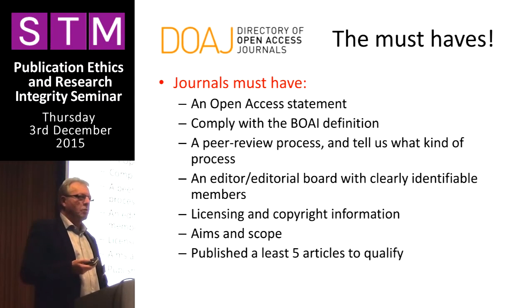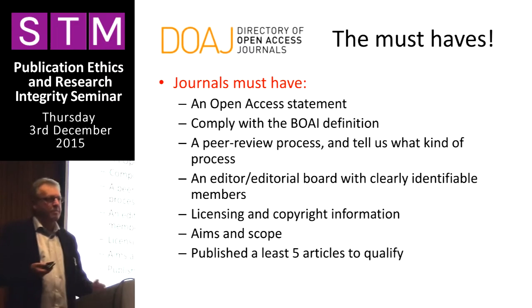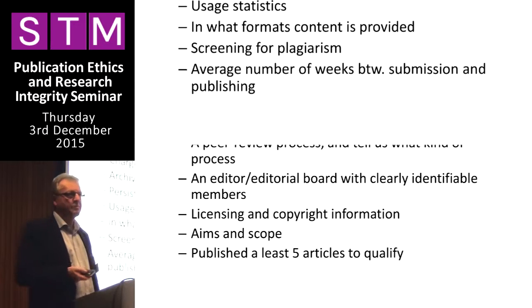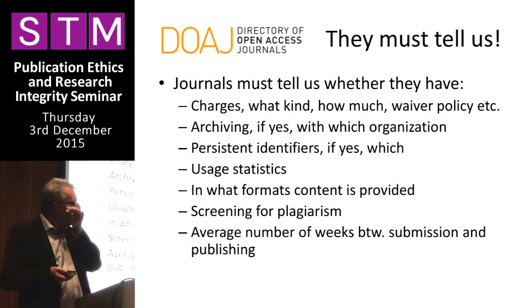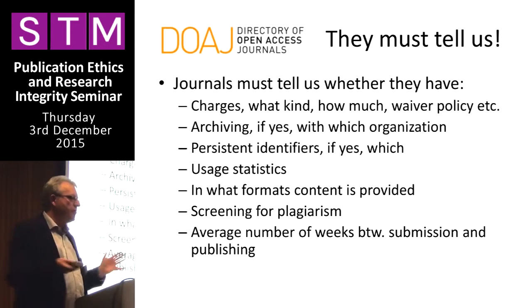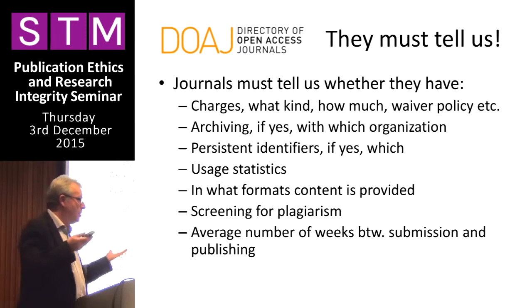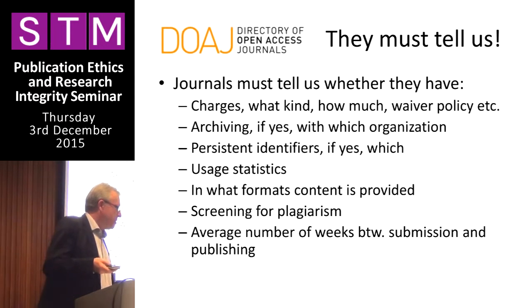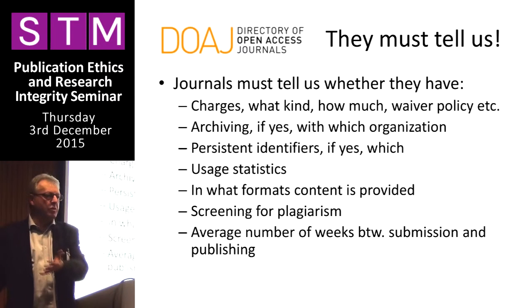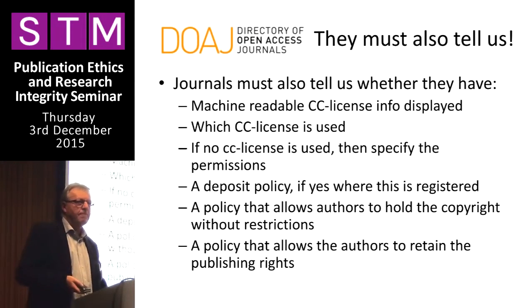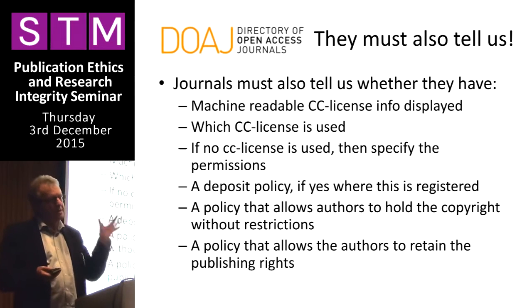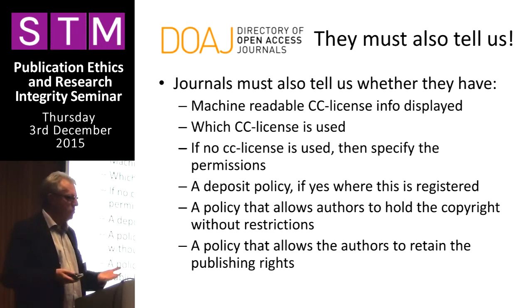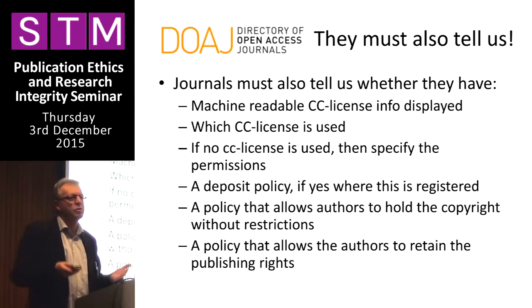And of course, licensing and copyright information, aims and scope, and the journal should actually have published before they can be considered. And then there's a lot of other things that we ask journals to inform us about, but it's not criteria that will exclude. It is the kind of information that is important for various stakeholders. For instance, does the journal have an archiving arrangement, and if so, by which organization, and so forth? So there's a lot of stuff there. And all this, when the journal has passed the application, will be published and computable, which means that you can search for journals with specific features.